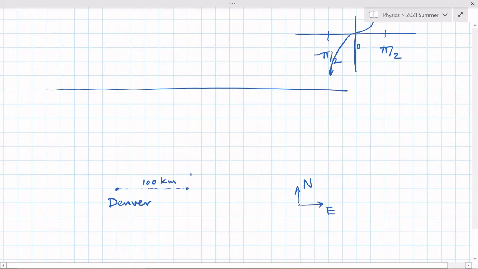And after 1 hour of flying at a constant speed in the same direction, it is 200 kilometers due north of Denver. So from here, it reached that spot and it flew for 1 hour. And this is 200 kilometers. Okay, so the question is, what is the plane's velocity? And they said it's moving with a constant velocity.